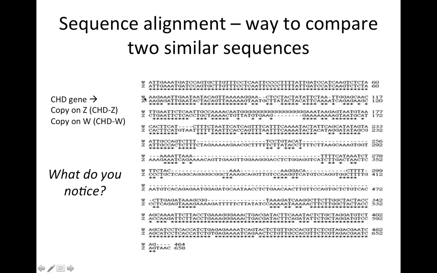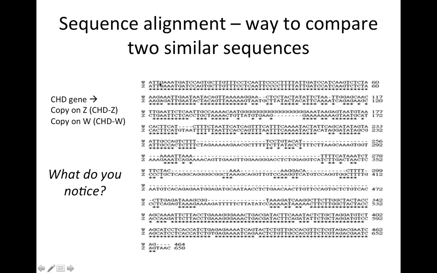But on the next line, the W starts AAGAAA, the Z starts AAGAGA. So at this site, there's no asterisk, right? When they're identical, there's an asterisk. When they're not identical, there's no asterisk. That's all that's going on in this third line.